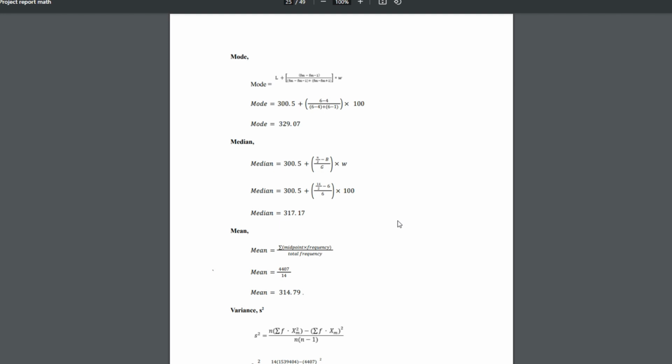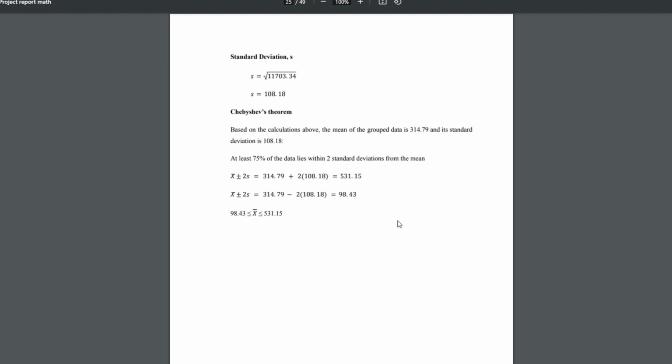We calculate the variance and the standard deviations to check Chebyshev's theorem. So 75% of the data lies within the two standard deviations point. So the first point is 531 ringgit 15 cents and 98 ringgit 43 cents.